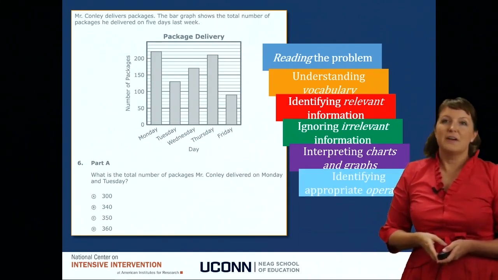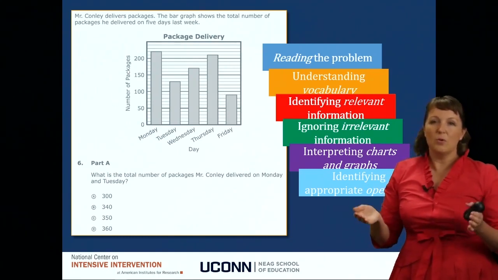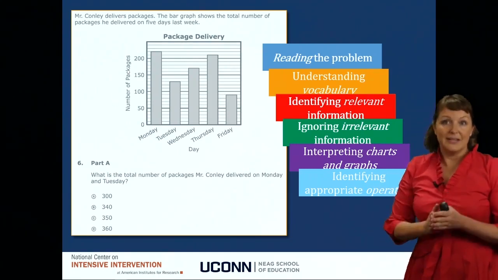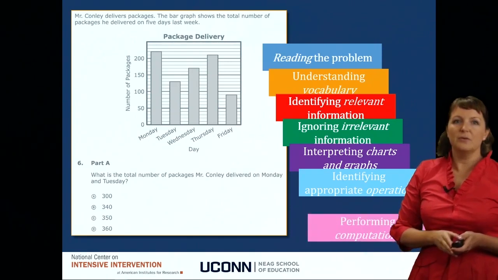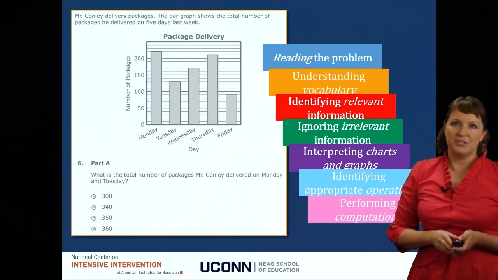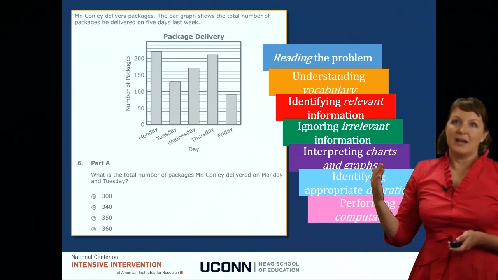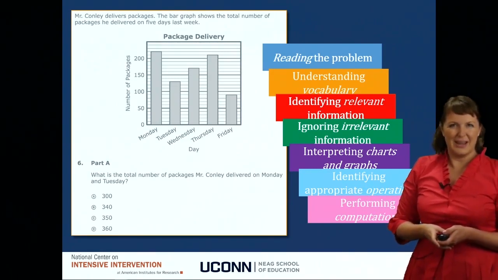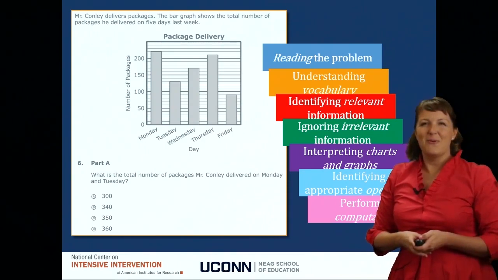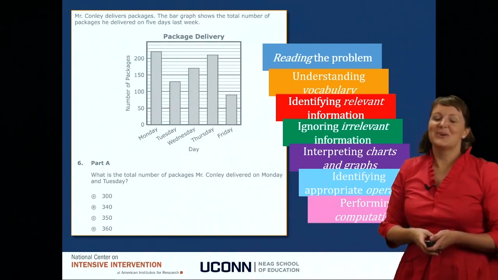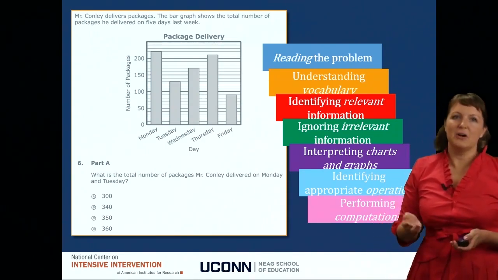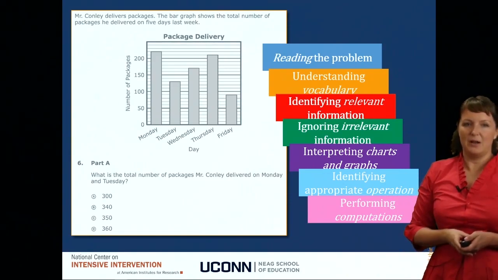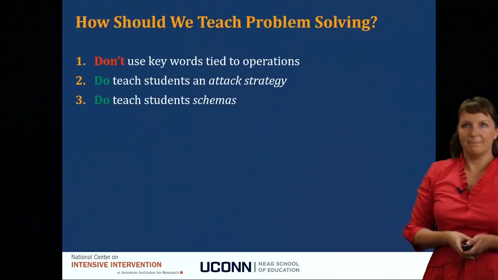And then I have to identify the operation. Here, if I'm asked about the total number of packages, I'm likely going to add numbers together to figure out that total, and I have to perform that computation correctly. Here, I'm adding 220 plus 100 and, what is that? 130. So with that, I may have regrouping involved, and so that goes into performing the computation correctly.